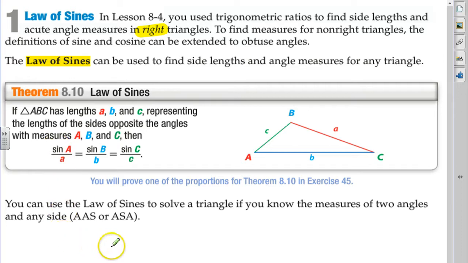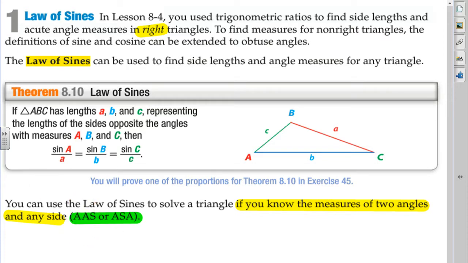Now the only unfortunate thing is, in order to use the law of sines, you have to know two measures of angles and a side. So back in chapter 4, we did angle-side-angle, angle-angle-side. That's what they're talking about here. But the real key is to remember you have to have two angles and one side. If you have that, you can solve for the rest of the triangle.